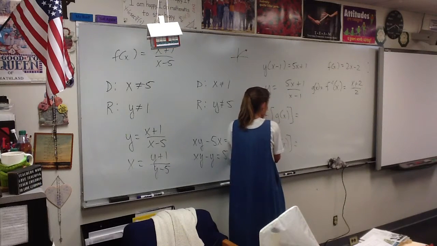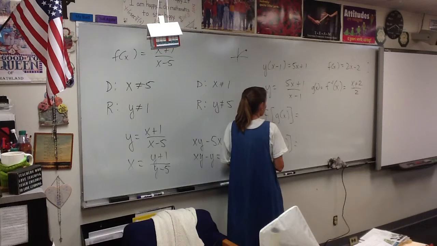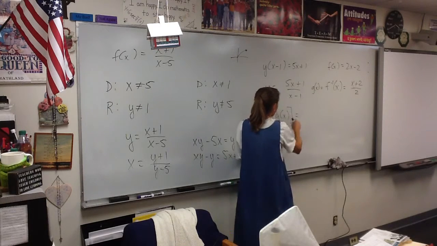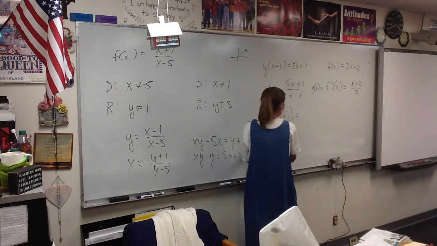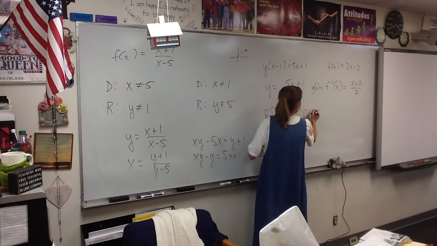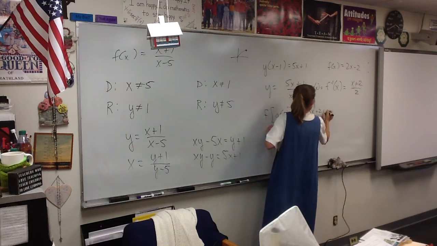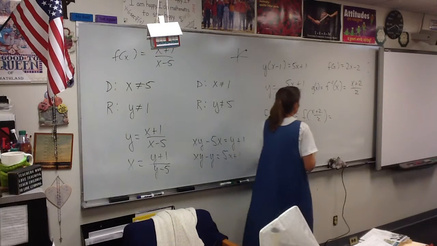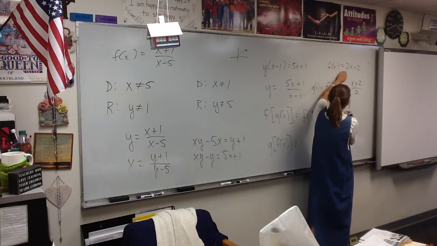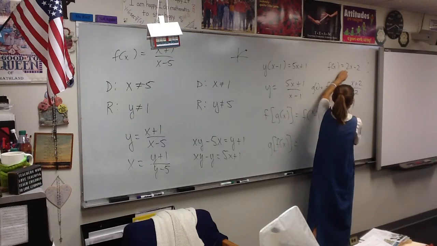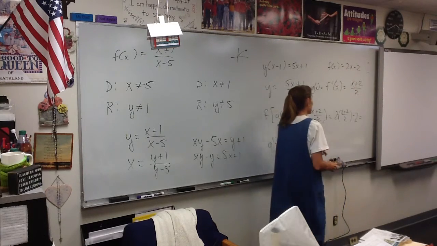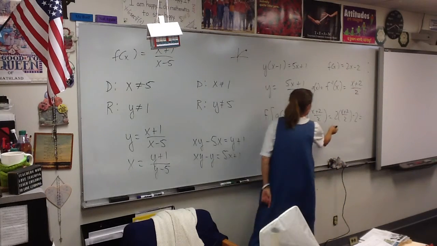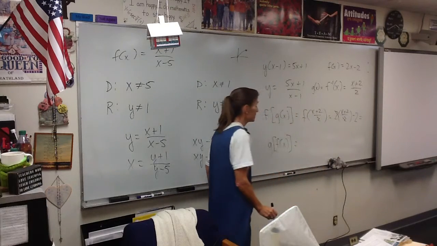We need to evaluate both of these compositions. So, g of x, which is what I named my inverse, is x plus 2 over 2. So I'm going to plug that into f. So that would be 2 times x plus 2 over 2, minus 2. What's that end up equaling? When I start simplifying that, what does that end up equaling?